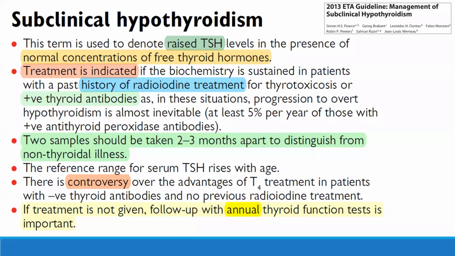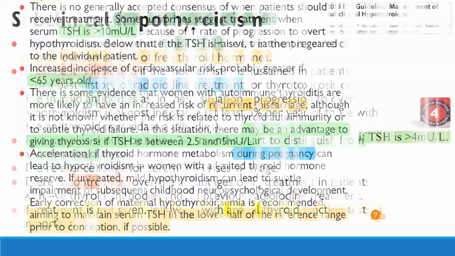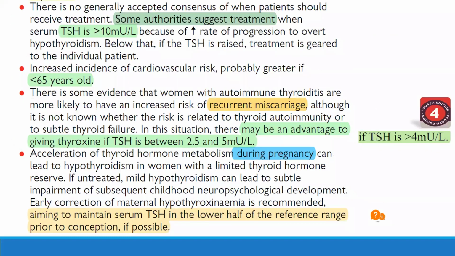And actually, treatment of subclinical hypothyroidism has some controversy. Some societies recommend not to treat subclinical hypothyroidism except in a few situations, and another recommends treatment if anti-TPO is positive, if symptoms, if pregnant, if other thyroid autoimmune disorders, and so on. And in all recommendations, if treatment is not given, an annual thyroid function test is very important. Some authorities suggest treatment if TSH is more than 10.